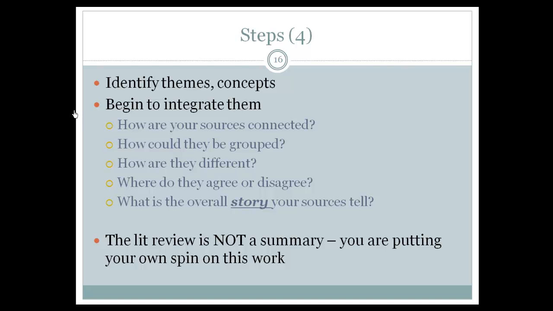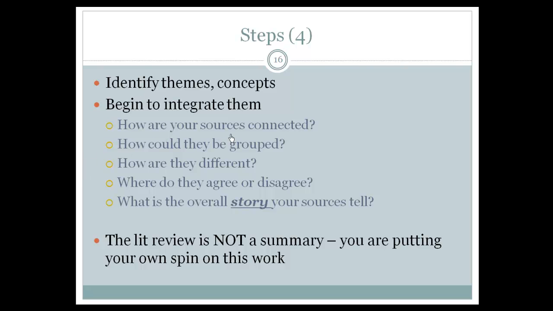And then once you have done what we just talked about in step 3 for a lot of your individual articles that you think you're going to keep, now you can start looking across the articles and bringing them together. So you can start looking at integration. You can be looking at identifying themes and concepts. So let's talk about some ways to do that.